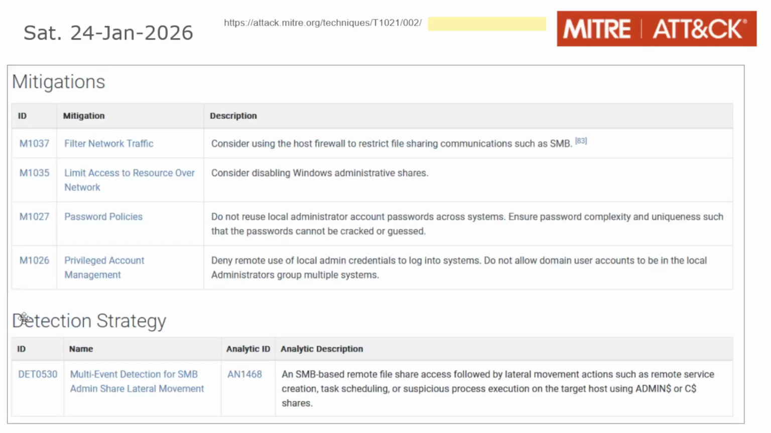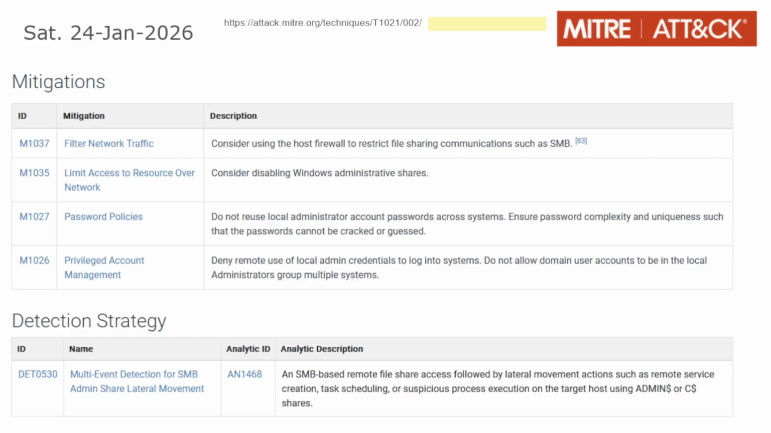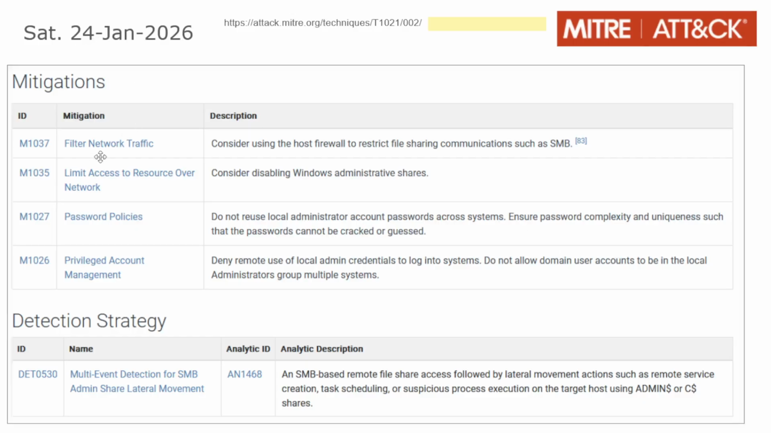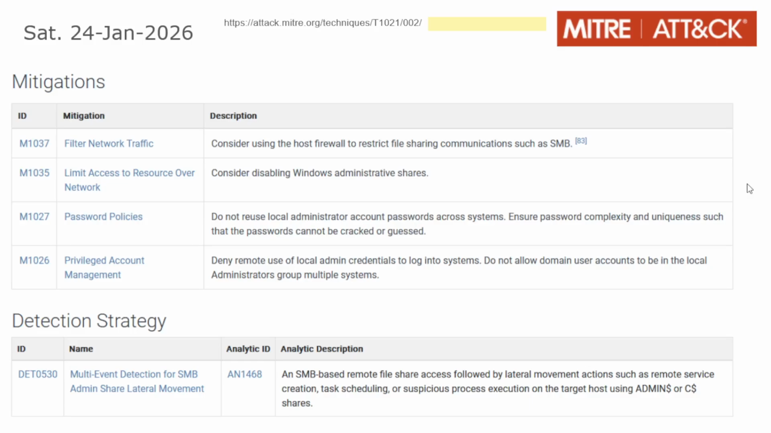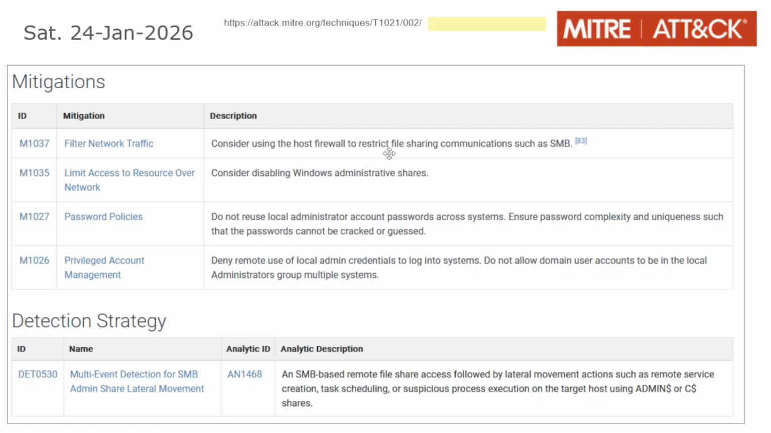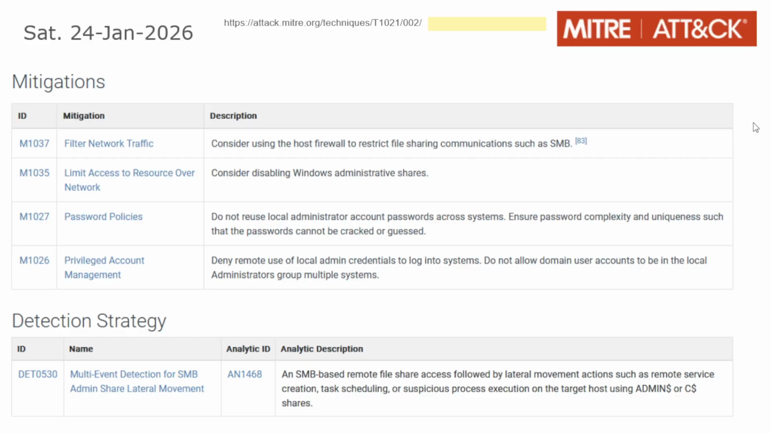Now, mitigation and detection strategy, it all fits on one page, so let's take a look at it now. So mitigation, filter network traffic, they say here, consider using the host firewall to restrict file sharing communications such as SMB. Well, yes, you can do that, but SMB, your administrators want to use it. So they say restrict it, so don't fully shut it down, but yeah, obviously you can filter SMB traffic and then nobody can use it over that network path at least.